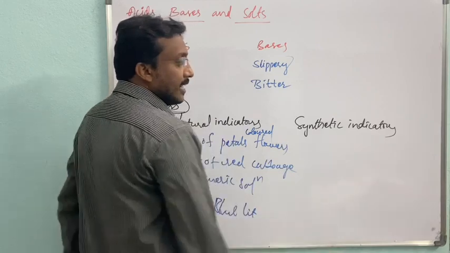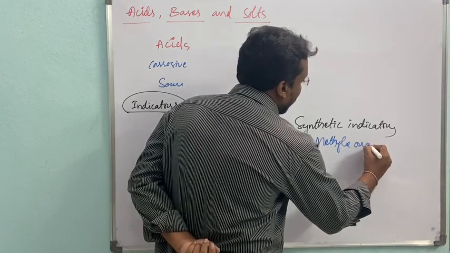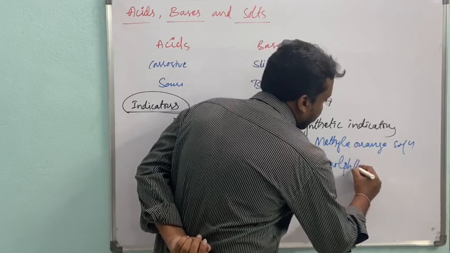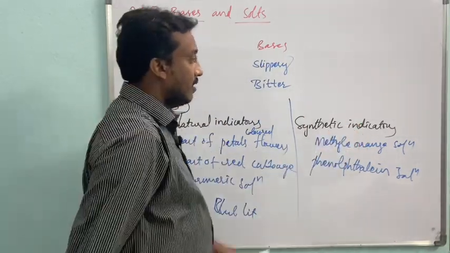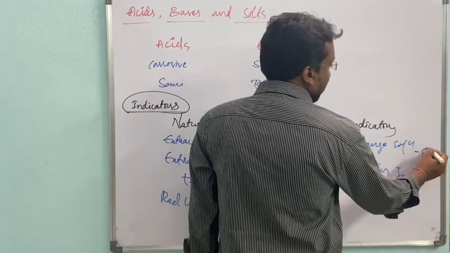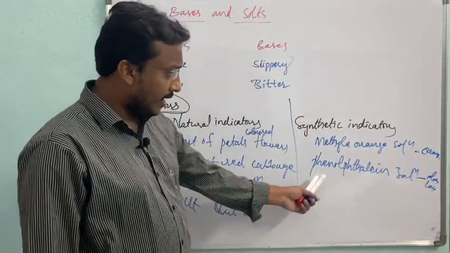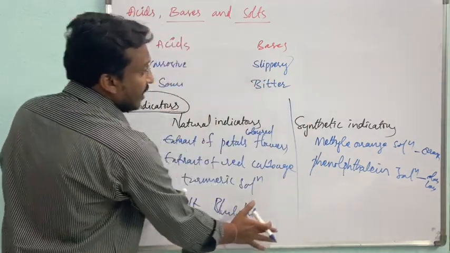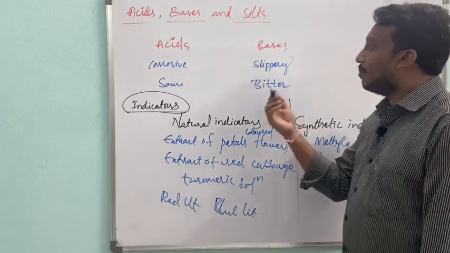Not only that, we also have synthetic indicators. These are methyl orange solution and phenolphthalein solution. These are considered artificial or synthetic indicators. Methyl orange is orange in color, and phenolphthalein solution is a colorless solution. These we can use to test whether the given solution is acidic or basic in nature.